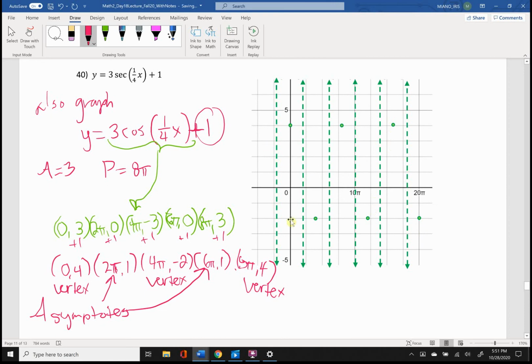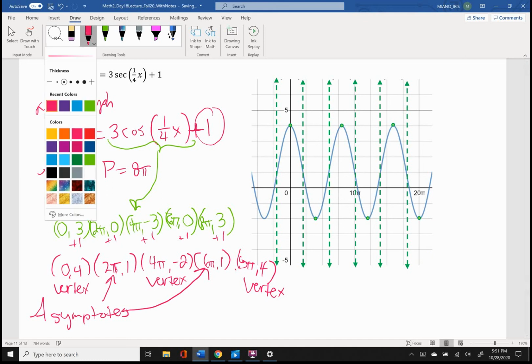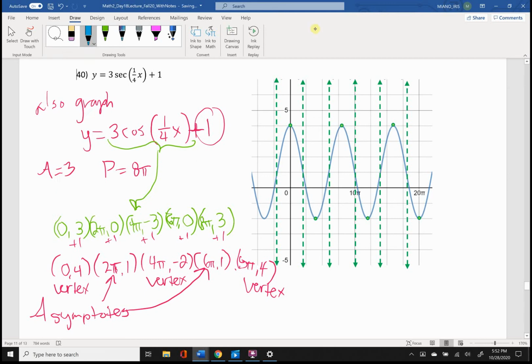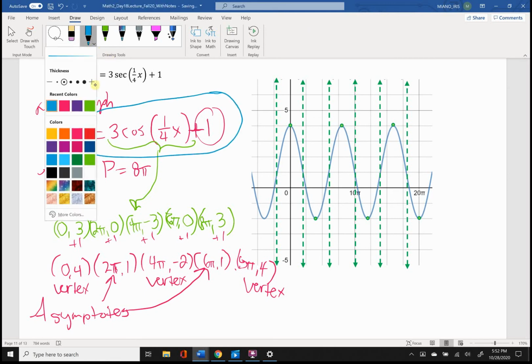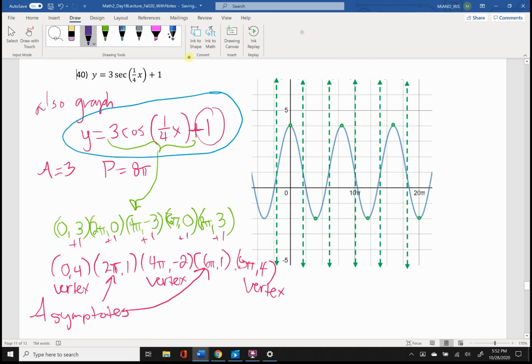Okay, so here in the next step, I'm going to show you the cosine, which is in blue. So let me go ahead and circle this in blue. Oh, let's try a blue that's a little bit closer. So that's going to be this guy. It's graphed in blue.